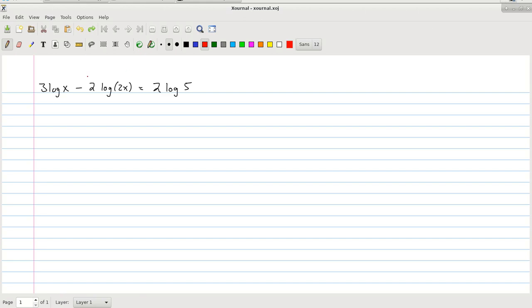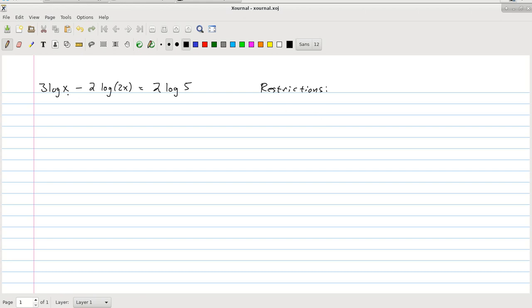Solve for x. 3 log x minus 2 log of 2x equals 2 log 5. Before we solve this equation, let's find restrictions. This will let us know whether we can keep the answers we get or we've got to eliminate any of them. We can't have a negative or a 0 in any of the logs.